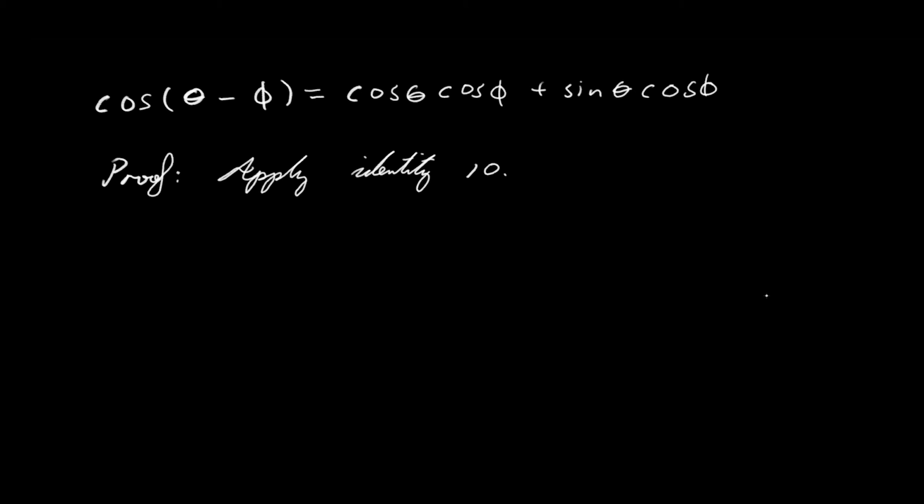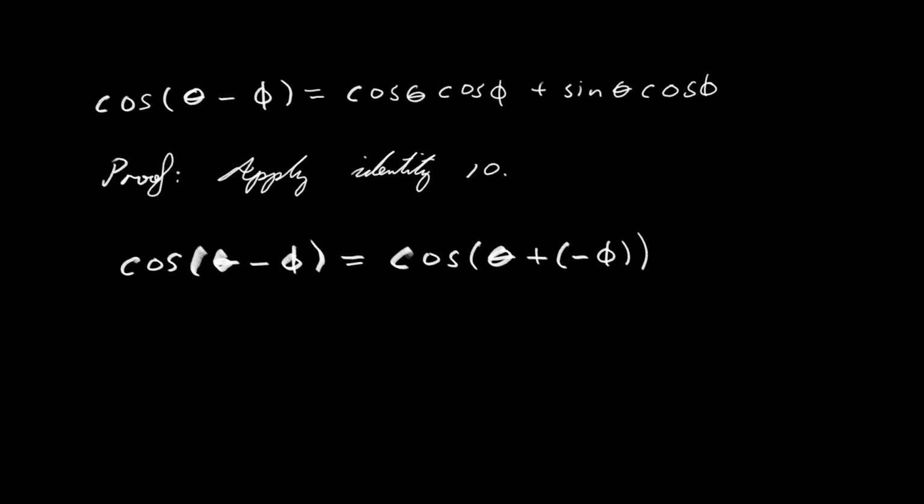So let's take the cosine of theta minus phi. We know that that's equal to the cosine of theta plus some angle, which happens to be negative phi. Subtraction is just adding the negative. So why do I write it like this? It's to explicitly point out that we can interpret this as the sum of two angles. And since it can be interpreted as the sum of two angles, we are justified in applying the sum formulae.